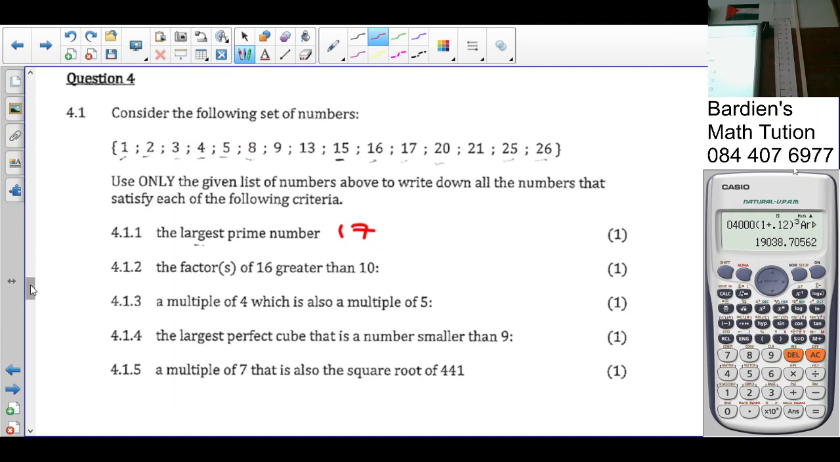Next, the factor or factors of 16. So what are the factors of 16? 1, 2, 4, 8, 16. But they must be greater than 10. So it can't be 8, it's only 16. So yes, 16. If 16 was not there, there were no factors greater than 10. Why? Because that's only from the numbers given. Makes sense? So that is 16.